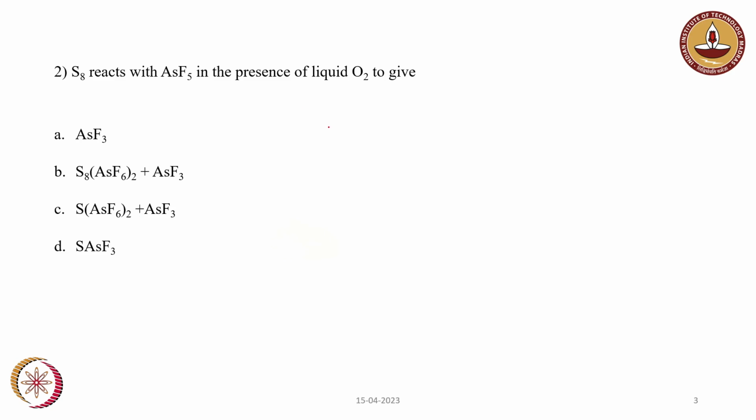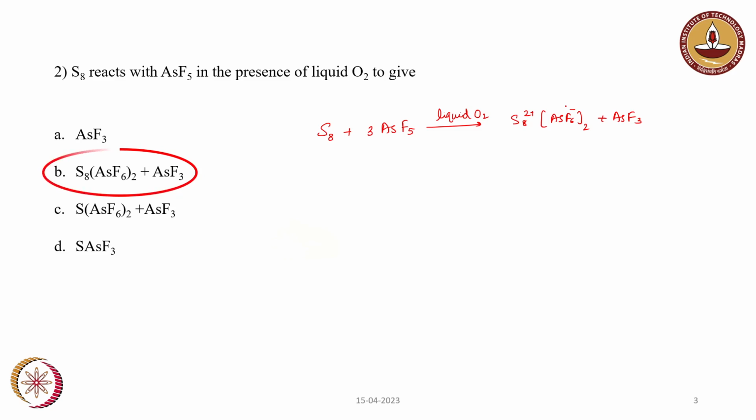So the reaction is S8 plus 3AsF5 in liquid oxygen. It will give S8 2 plus, AsF6, which is in negative oxidation state, and 2 times plus AsF3. So the answer is option B, S8 AsF6 twice and AsF3.